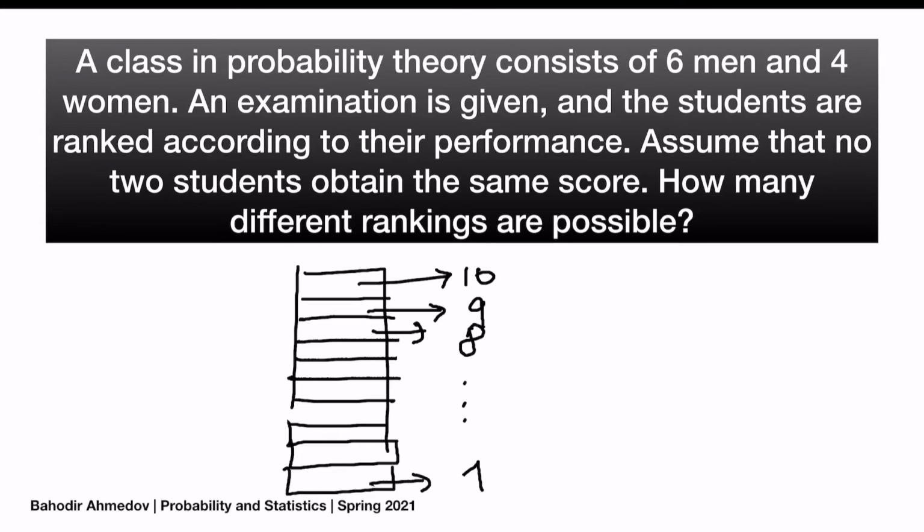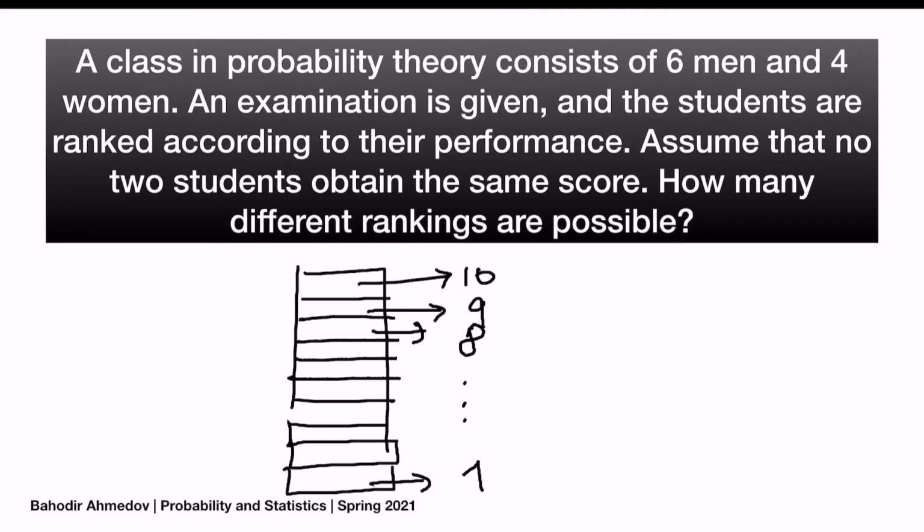At the end, 1 student. So the reason why this is 10 factorial is also coming from the fundamental counting rule, okay? Because you can place 10 students here, but if you choose one of the students to be here, it cannot stay on the second place again, right? Then there are 8 options and so on.